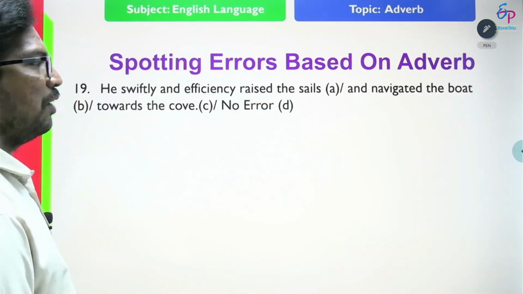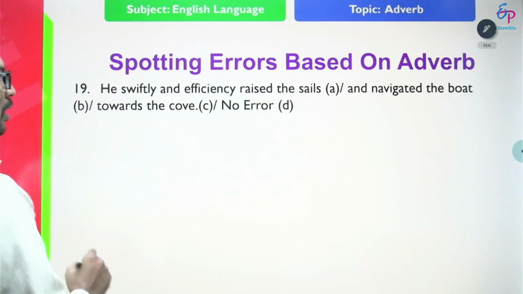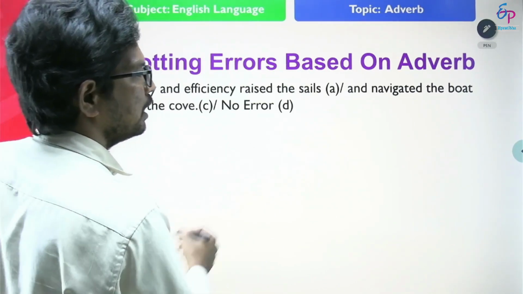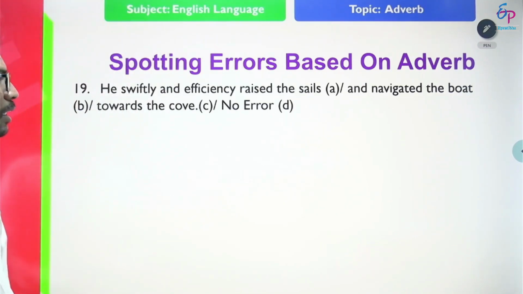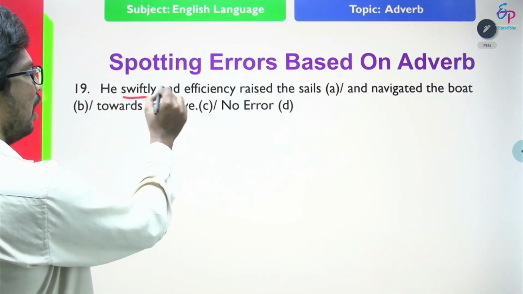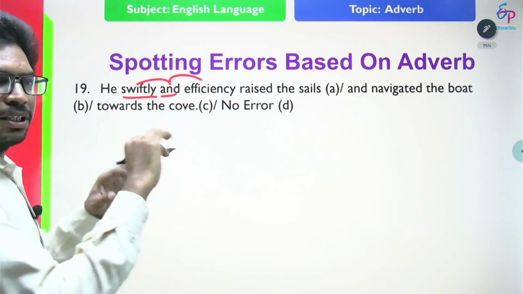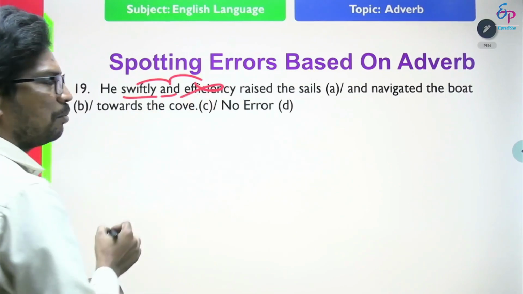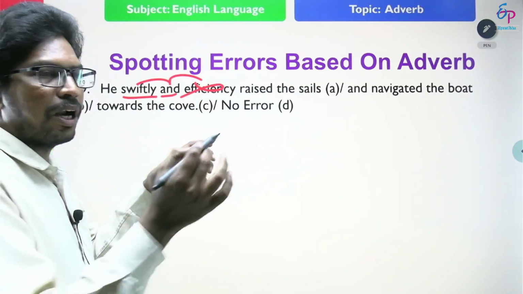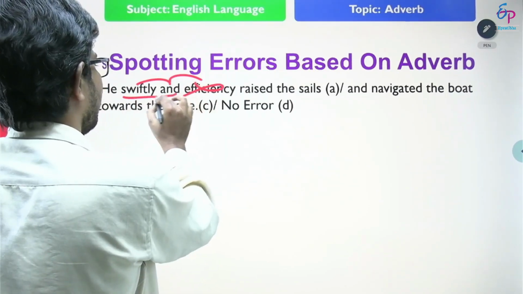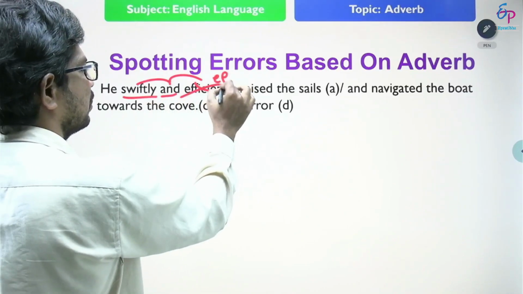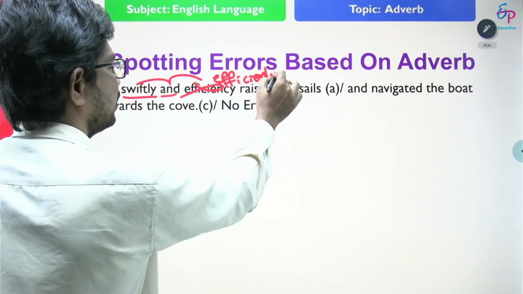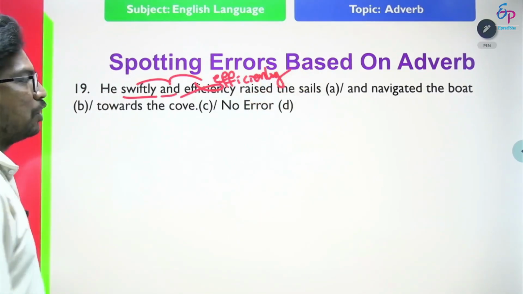See the next statement and find out the error. He swiftly and efficient raised the sails and navigated the boat towards the cove. So here he swiftly and connects equal parts of speech. So what is used before and? That is adverb. Here also adverb should be placed after and, as and connects equal ranks. He swiftly and efficiently. Efficiency is a noun. So it should be adverb.